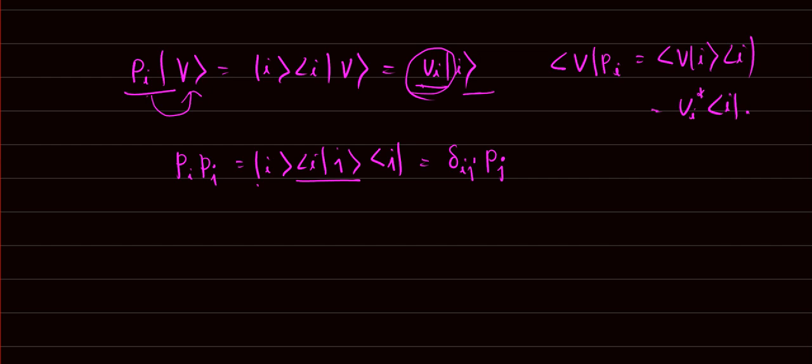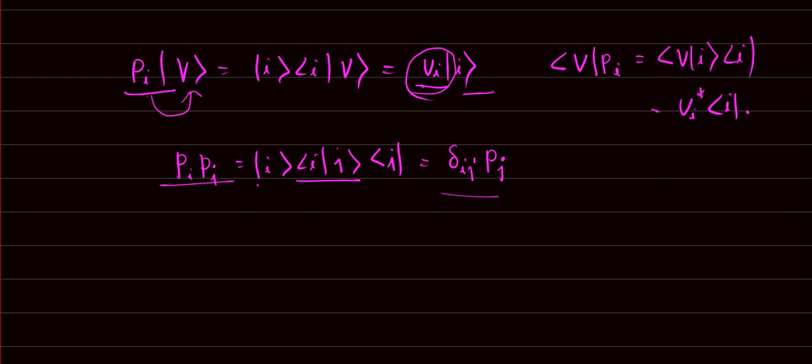So what does this relation tell us? This relation tells us that once Pi projects out the part of ket vector V along i, further application of Pi makes no difference, and subsequent application of Pj, where j is not equal to i, will result in 0, since a vector entirely along i cannot have a projection along a perpendicular direction j.